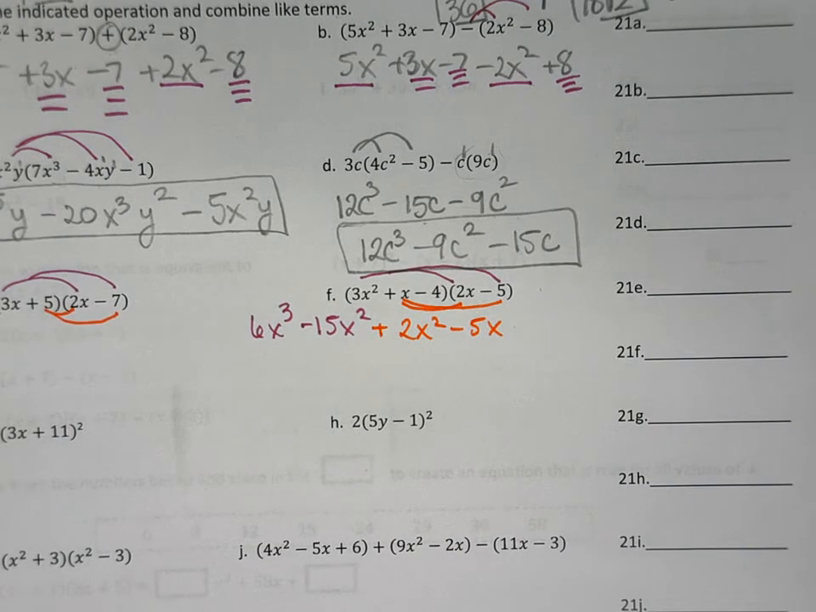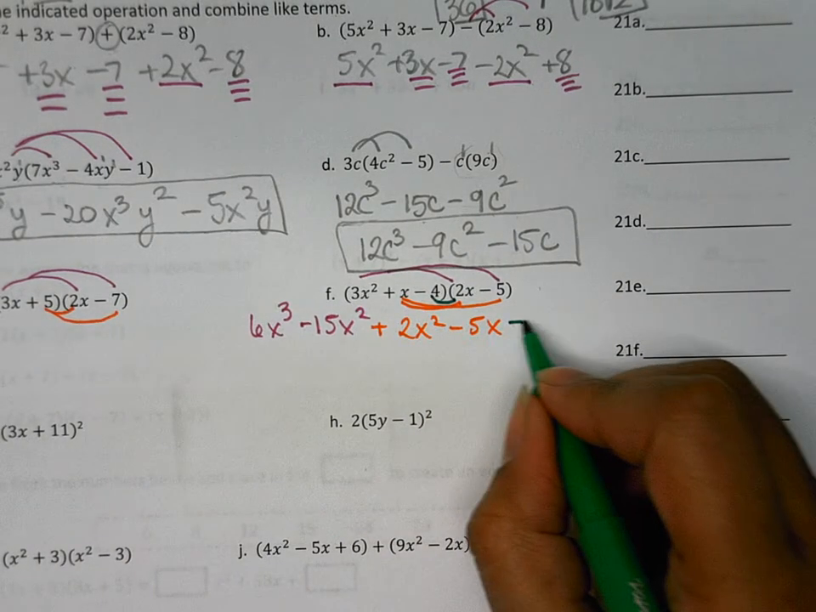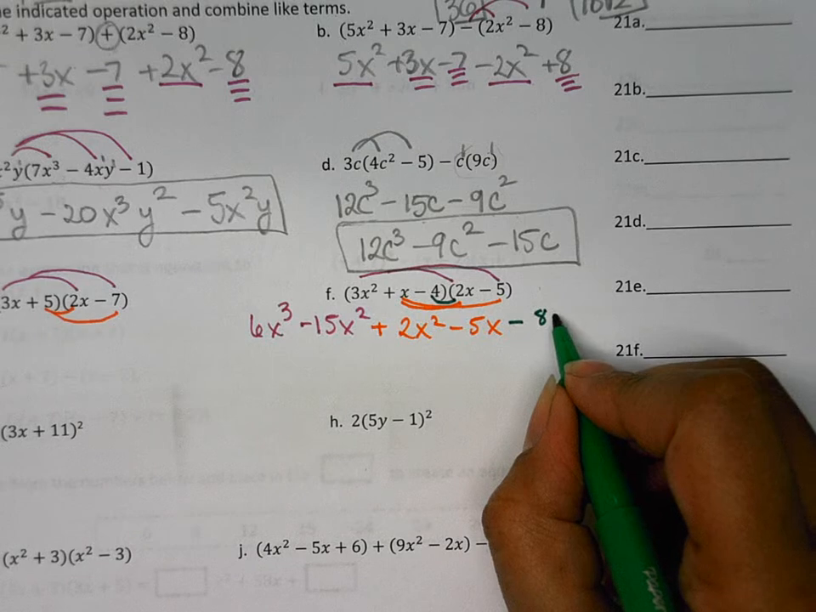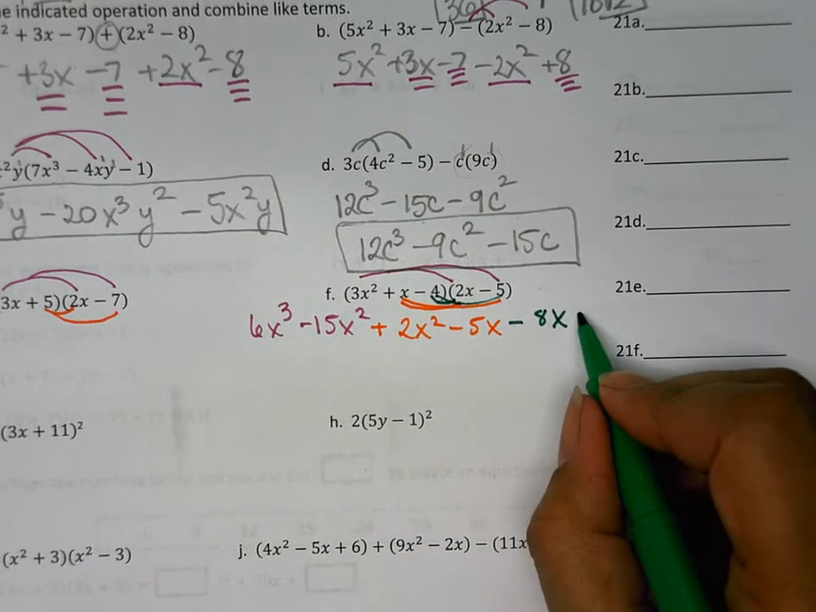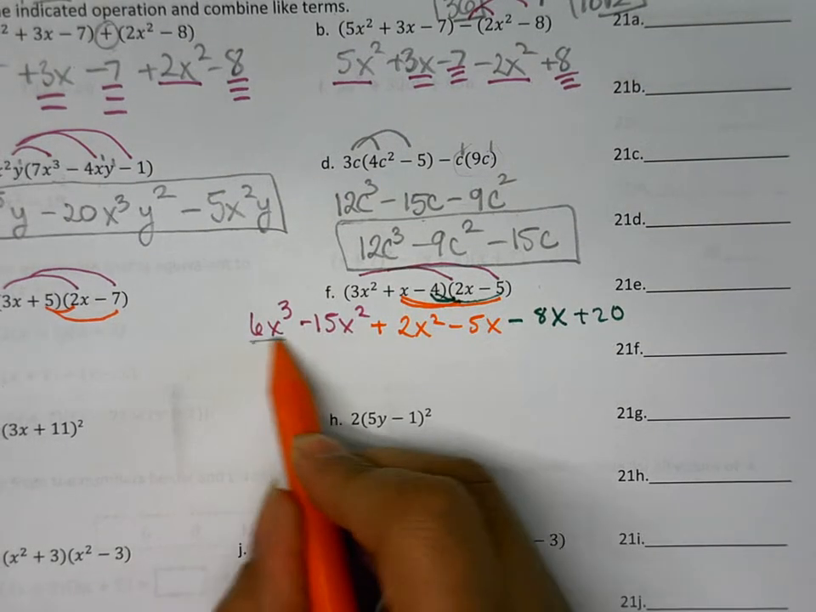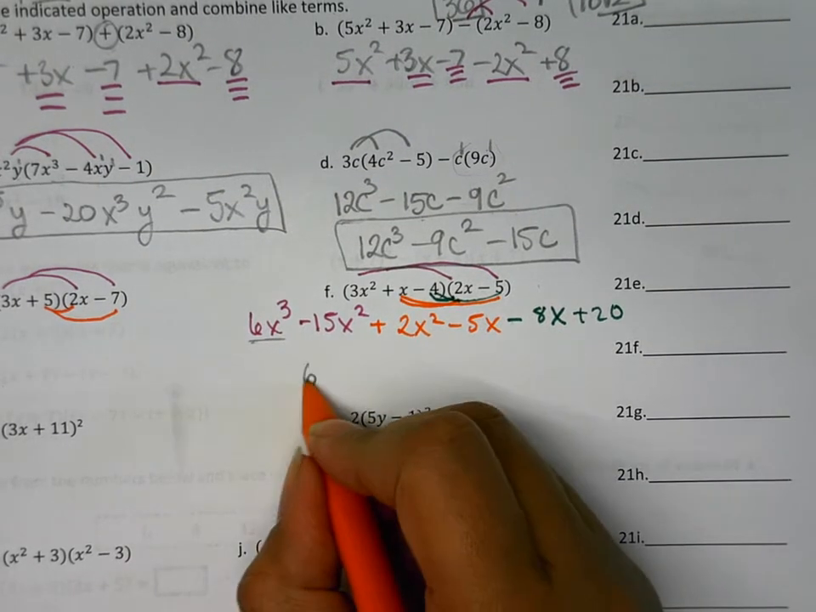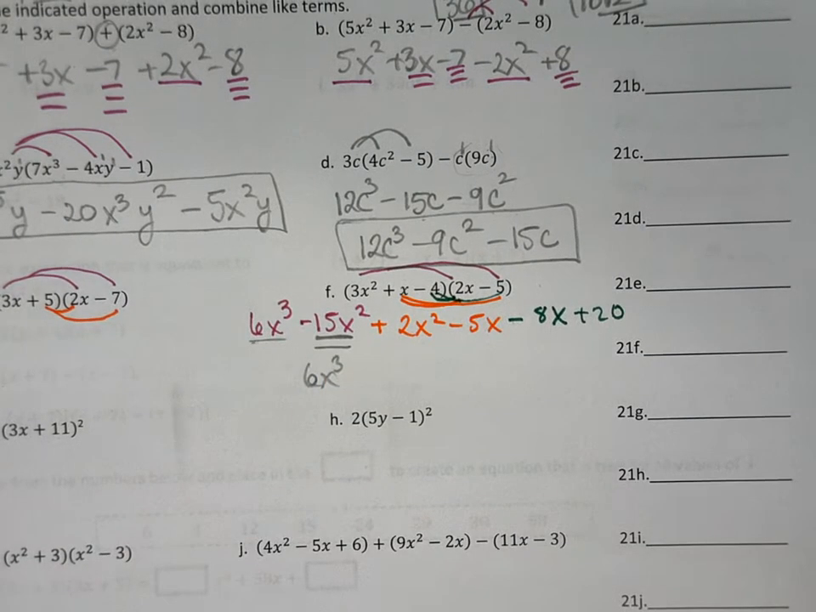If it was double distribution, I'd be done, but what's the last thing to distribute? Negative 4. What's negative 4 times 2x? Negative 8x. And then negative 4 times negative 5, plus 20. And after we do all of that, what is the next step? I heard you whisper it. Combine like terms. Does 6x cubed have a like term? No, so it's going to stay 6x cubed. Negative 15x squared, does that one have a like term? Here? Anything else, or is that it?